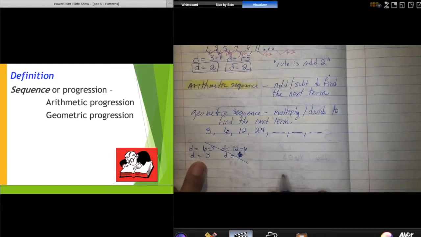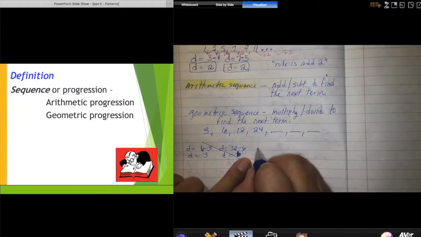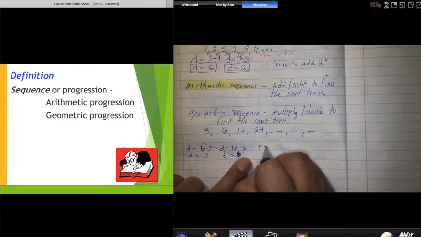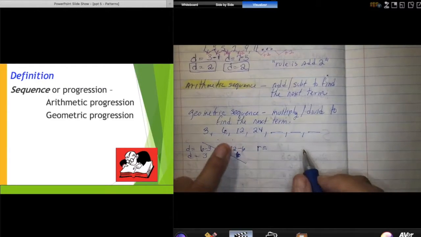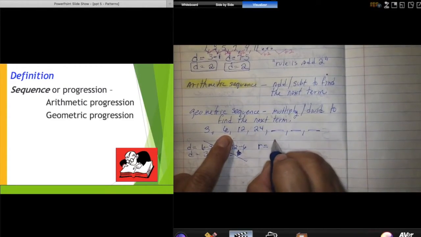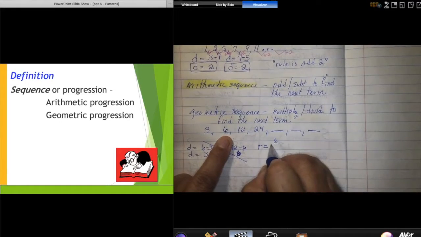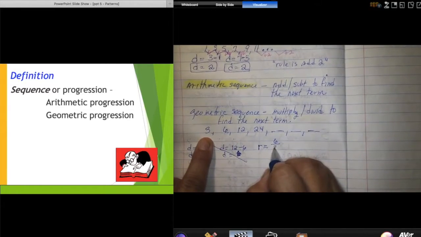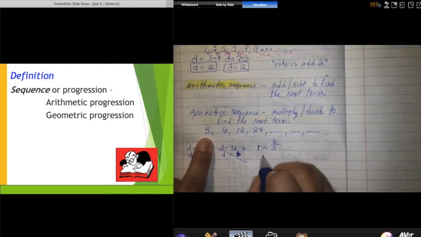Okay, let's try geometric then. We call that number the ratio. So what I'm going to do is get the number on the right and place it over the number on the left, and I divide.